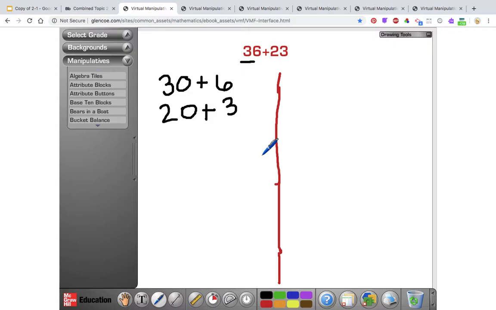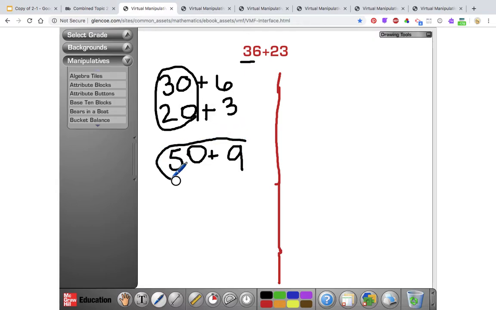Now from there, I can then add my groups of 10. So I know that 20 plus 30 is 50. And then I can look at my ones and add those. 6 plus 3 is 9. So then I add my groups of 10s together and my ones together. 50 plus 9 is 59.